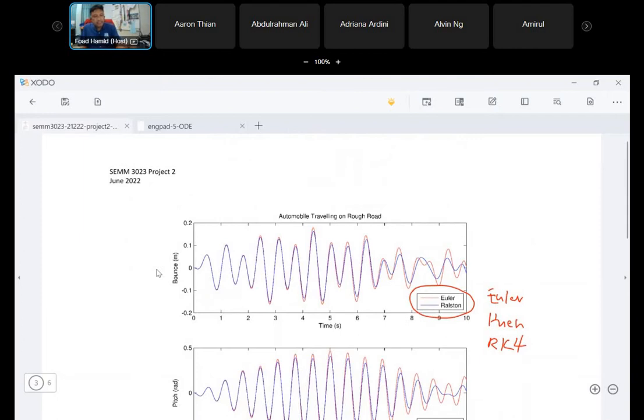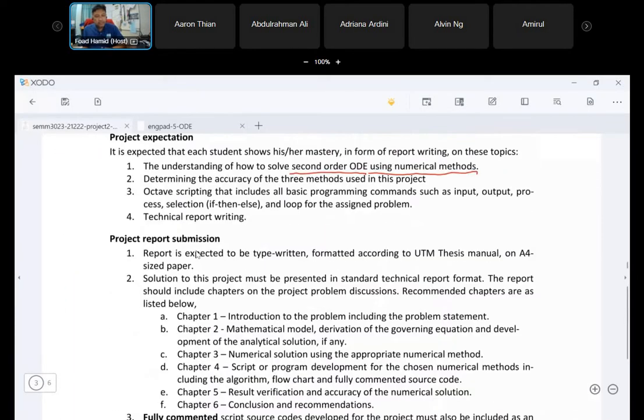Of course, for the case of Euler and Heun's and RK4, all these 3 are of different orders: first order, second order, and fourth order. So I think you should know which one produces the most accurate result in this case.